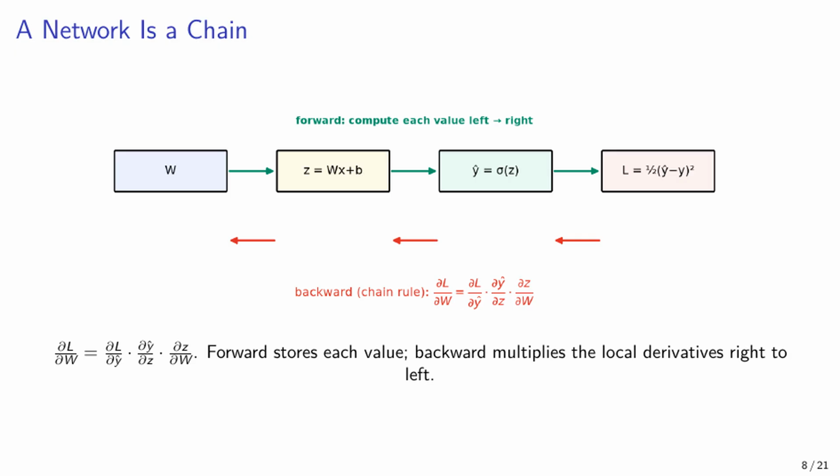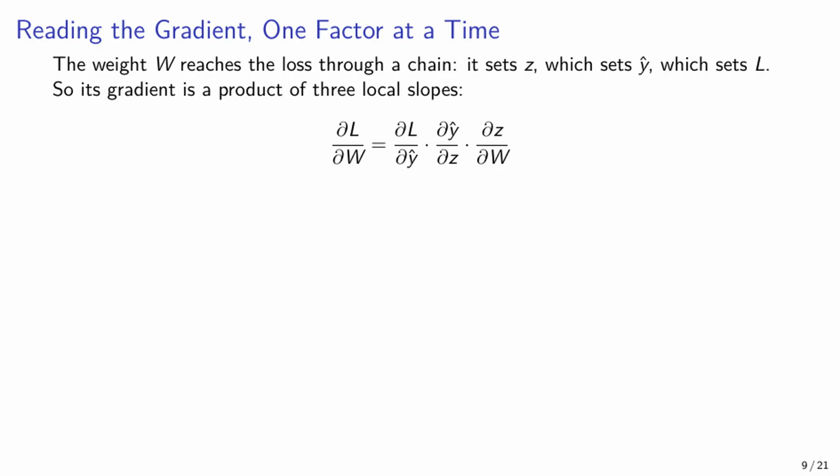So the gradient we want, the partial of the loss with respect to the weight, is a product of three local derivatives. Forward stores each value. Backward multiplies those local derivatives, right to left. Let us read that product one factor at a time.